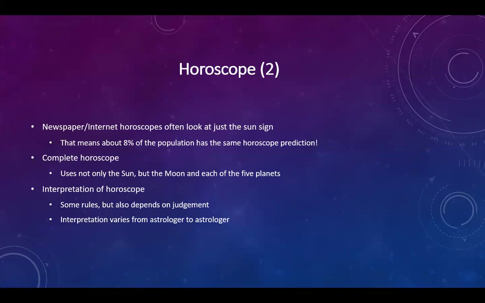A complete horoscope, people still do this, uses not only the sun, but the moon and each of the 5 planets. There are some rules in theory about interpretation. And these interpretations vary from astrologer to astrologer, and a lot of the time what's going on is they're going to tell you what you want to hear. Even if they don't mean to, they're likely to be telling you what you want to hear.